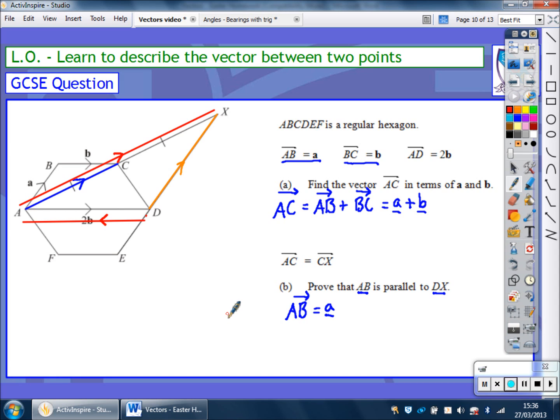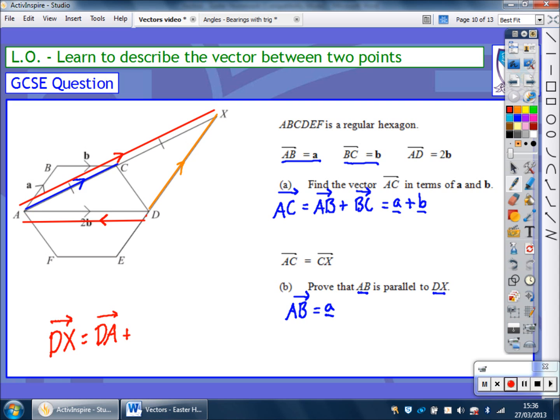Okay, so I'm going to draw it over here to give myself enough space. So I want to find out D to X, and I'm going to go from D to A plus A to X, or I could think of it as A to C and then C to X.